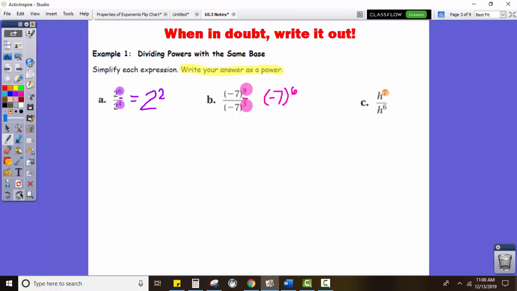For C, I have h to the 7th divided by h to the 6th, same base, so subtract the exponents. 7 take away 6 is 1, so I have h to the 1st, or just h.